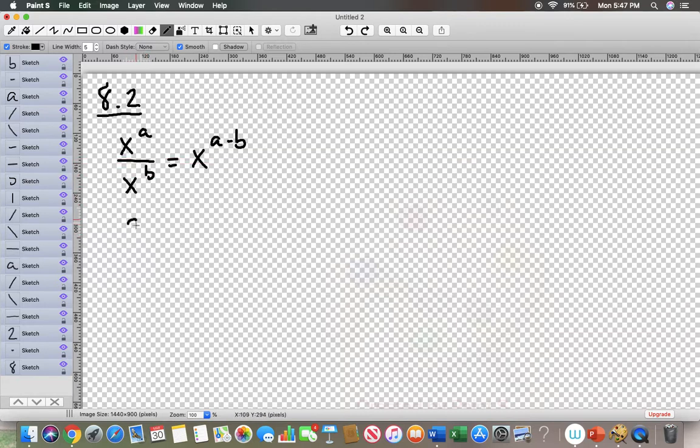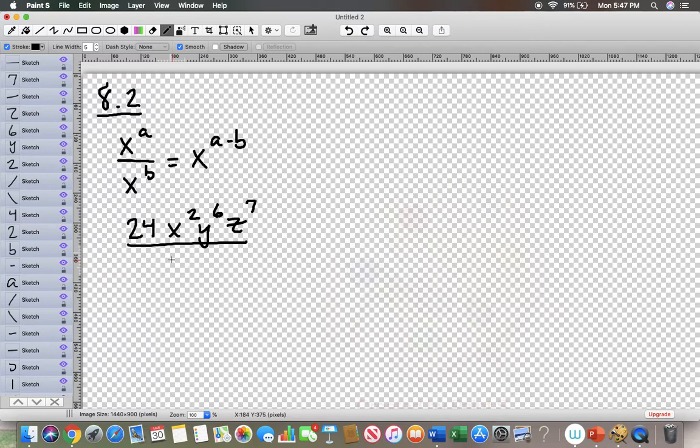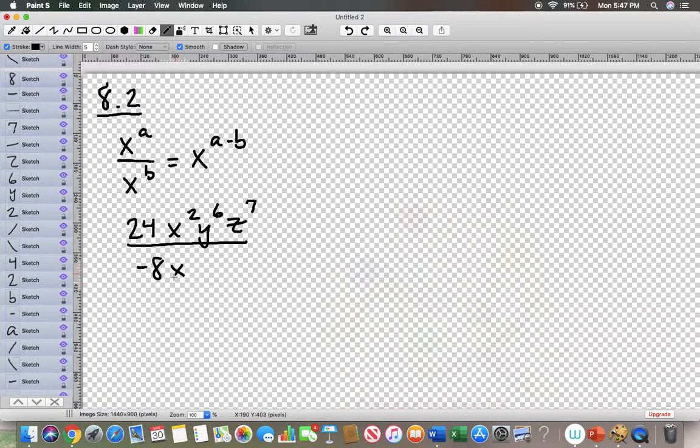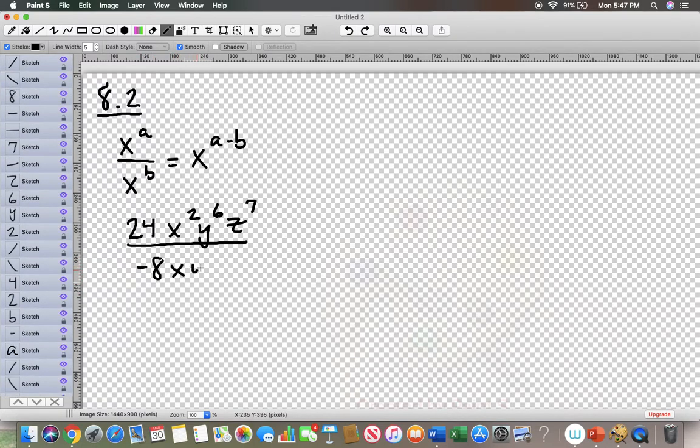Let's do an example real quick. I have 24 x squared, y to the 6th, z to the 7th, all over negative 8x, y squared, z to the 5th. All right. Can I simplify my numbers here? What's 24 divided by negative 8? Well, that's just negative 3.